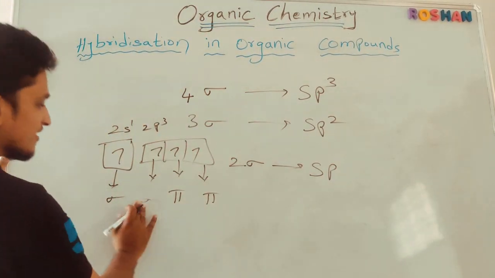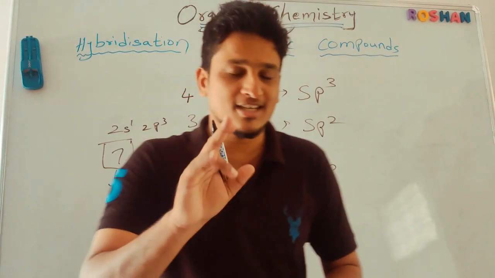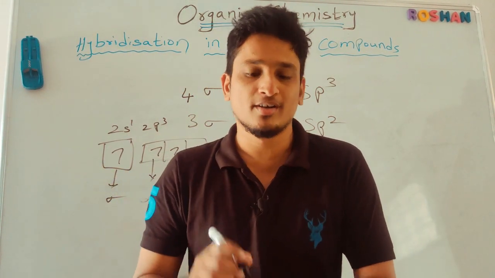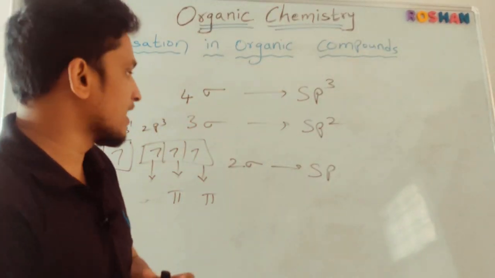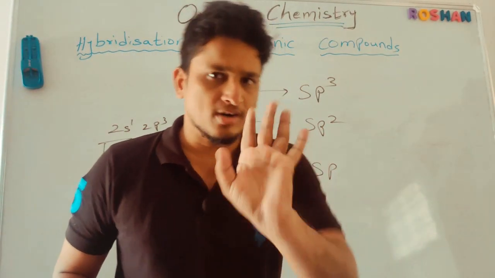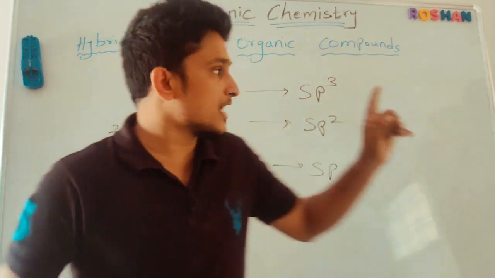Sir, if only one sigma bond, is it possible? No, because with only one sigma bond there would be only 1 s orbital. So a minimum of 2 sigma bonds are there, and a maximum of 4 sigma bonds a carbon can form. You have to remember this as a shortcut. 4 sigma bonds means what is the hybridization?